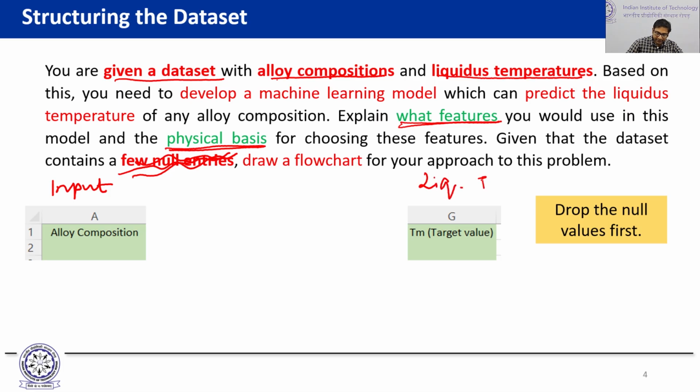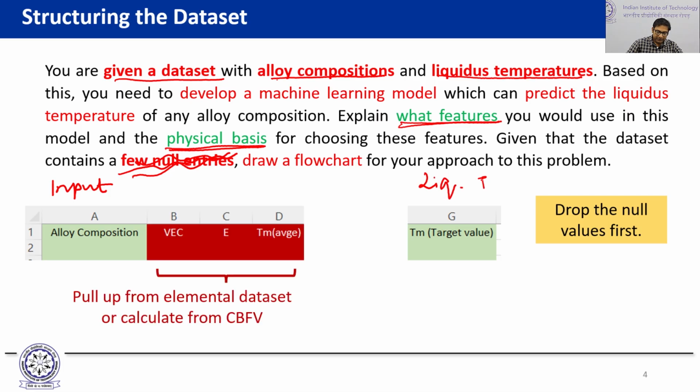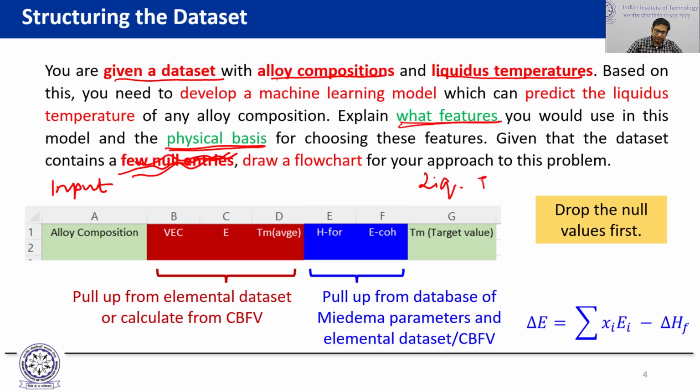So once that is done, you have to fill in your features. These features come from the elemental data set that you can use, or you can simply put in the actual calculated values using the composition based feature vectors. And after that, you can pull up the thermodynamic parameters, whether that's the mean heat of formation enthalpy, cohesive energies, and so on. So these are essentially the ones that you are calculating based on some physical principles. So when you put all of this together, your data set is now ready.